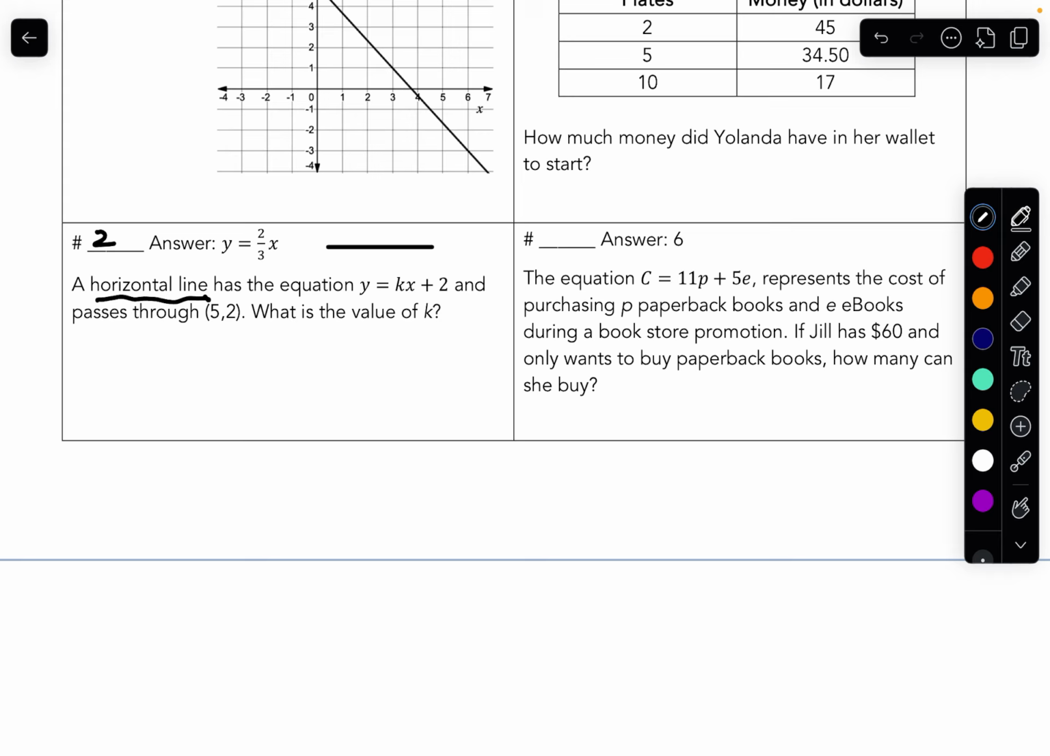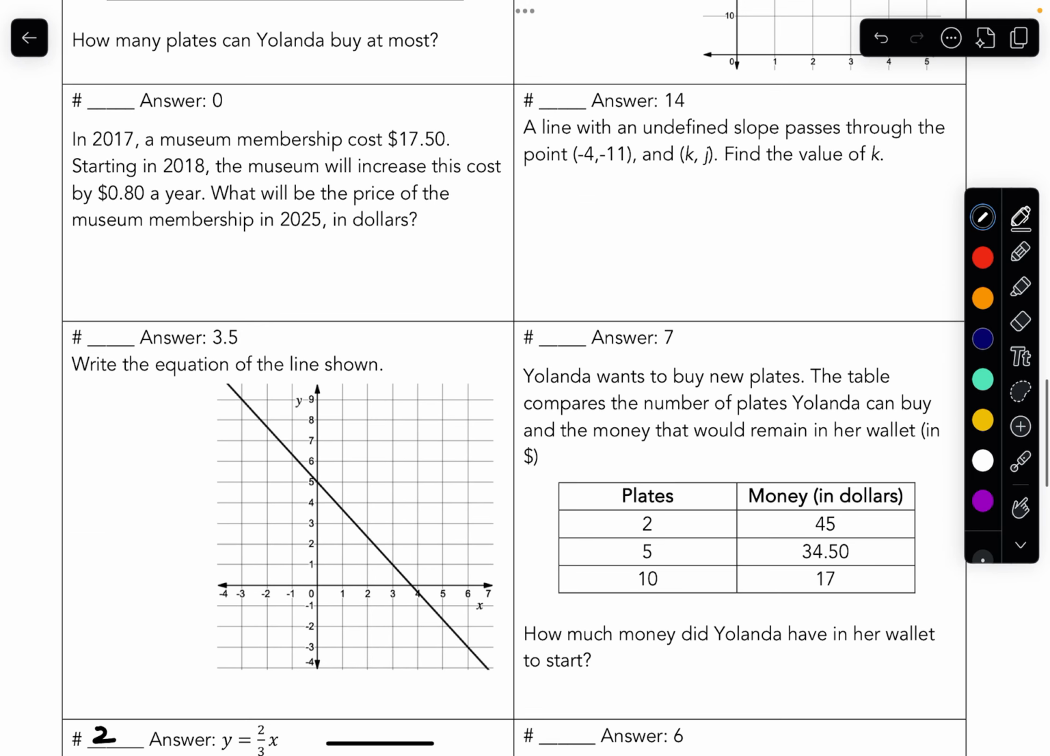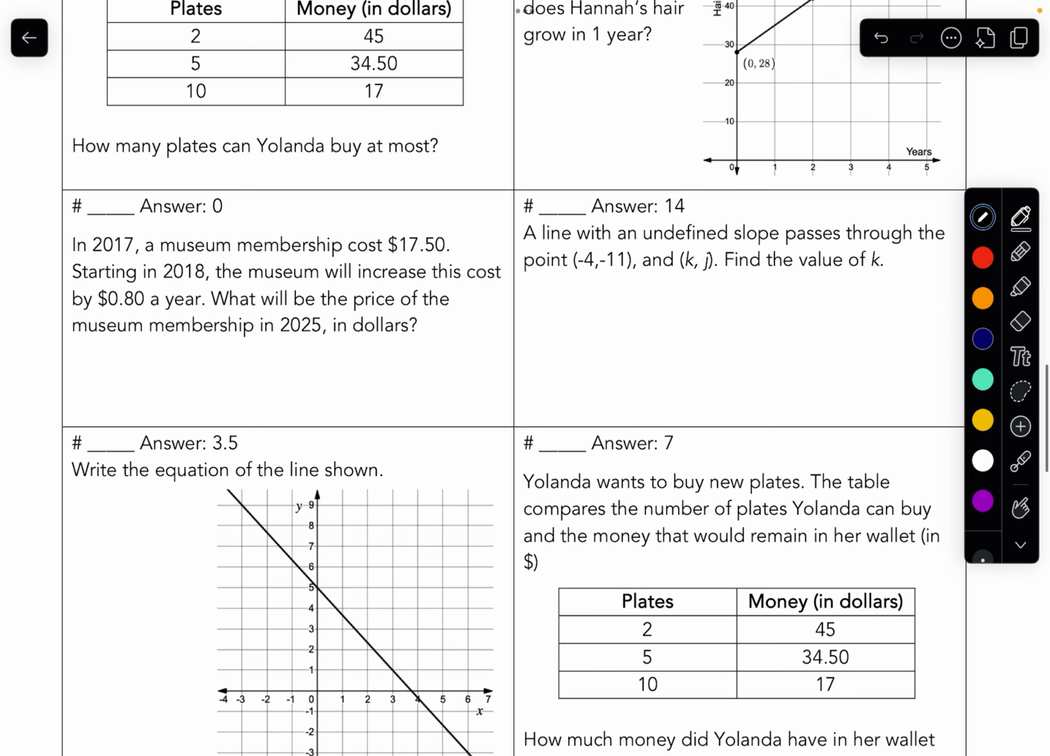So what's the slope of a line that is flat? It has no rise, hint, hint. Since slope equals rise over run, and the rise is 0, the slope for this is 0, and that's what k is, because that's y equals mx plus b. So k equals 0. We look for 0 as an answer, and it's right here.